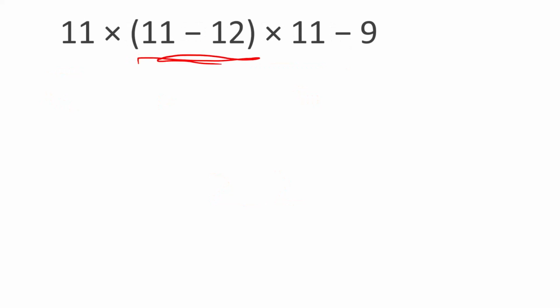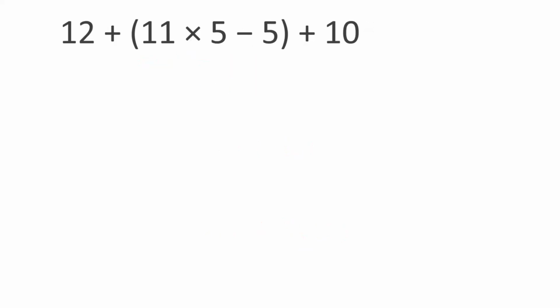Okay, brackets first. 11 minus 12 is minus 1. Now we're doing division and multiplication because there are no orders. So 11 times minus 1, well, that's just going to be minus 11. That negative 1 multiplied by is just going to change the sign. So now we've got minus 11 times 11. 11 11s are 121. So minus 11 times 11 is minus 121. So we're at negative 121. And we're taking away another 9. So we're going further into the negatives by another 9 for our final answer of minus 130.